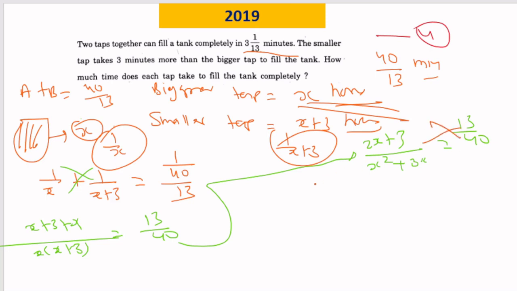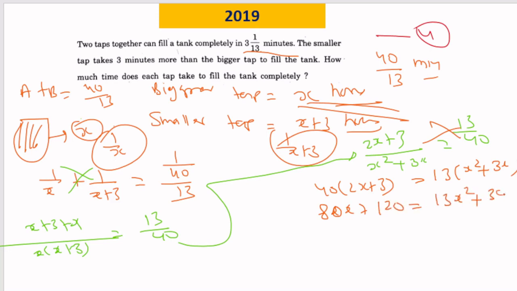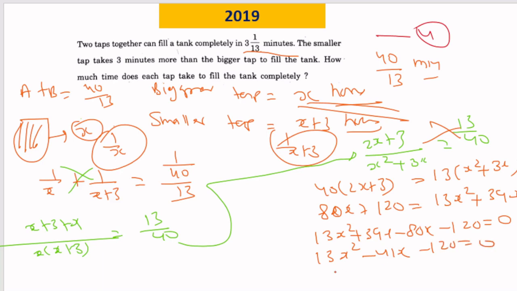here. So 40 into (2x plus 3) equals 13 into (x square plus 3x). Open the bracket, so 80x plus 120 equals 13x square plus 39x. Bring all elements to one side, I can write 13x square plus 39x minus 80x minus 120 equal to 0. So 13x square, 39 minus 80, so it will be minus 41x minus 120 equal to 0.